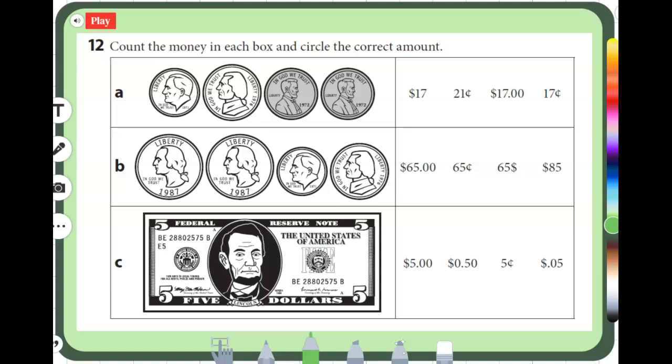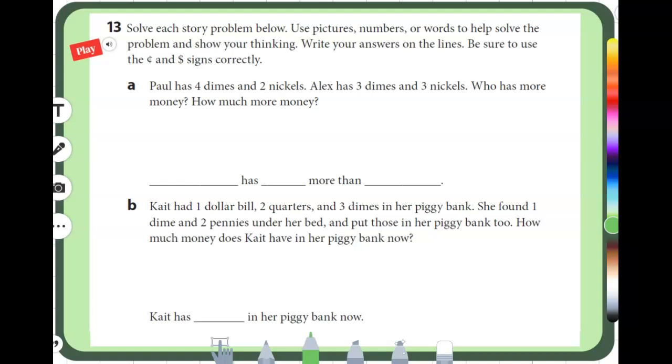Think about the worth or the value of all of our coins, and then write the correct value of the collections for letters A, B, and C. Number 13 is giving you 2 story problems. For each story problem, use pictures, numbers, or words to help you solve the problems and show your own thinking. Write your answers on the lines, and be sure you're using the cents sign and the dollar sign correctly. Do your best. Letter A says Paul has 4 dimes and 2 nickels.